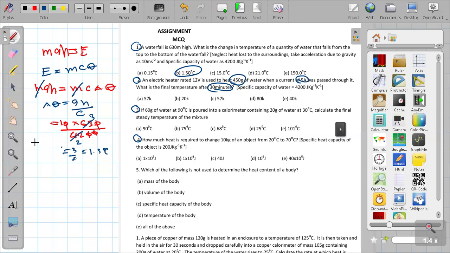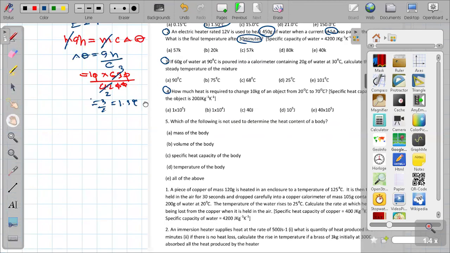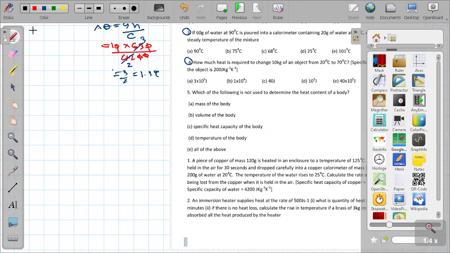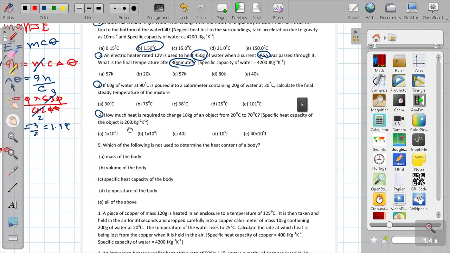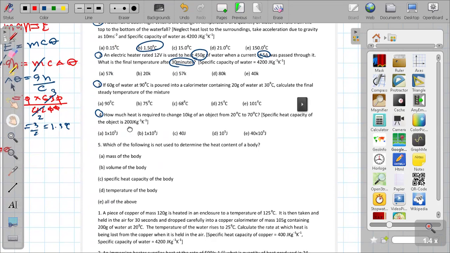12 volt. The amount of heat supplied you have to calculate in terms of Q equals VIT. And also we have another thing, Q equals mc delta theta. Let's check it. Final temperature. Current, what have they given for the current temperature?